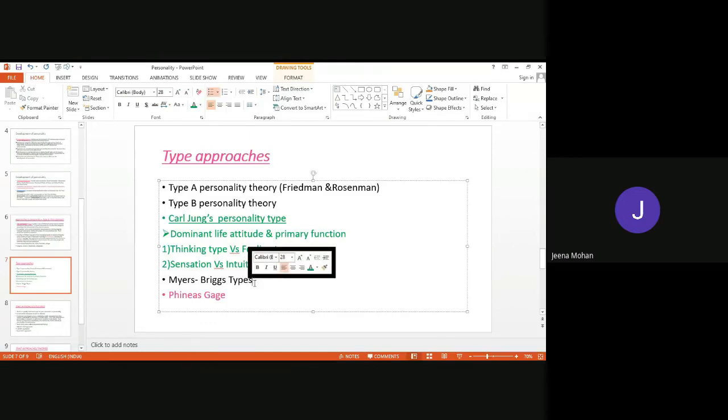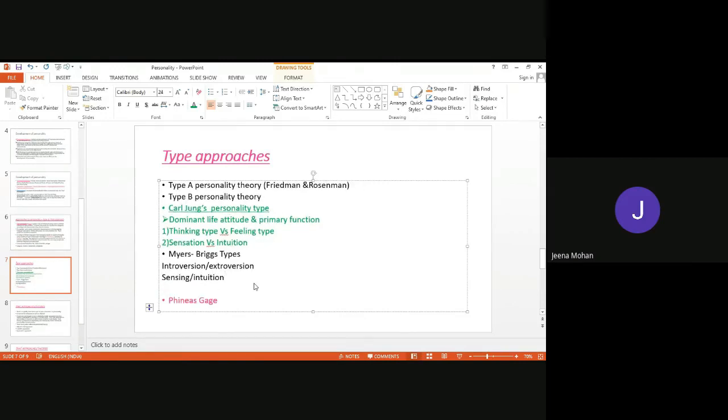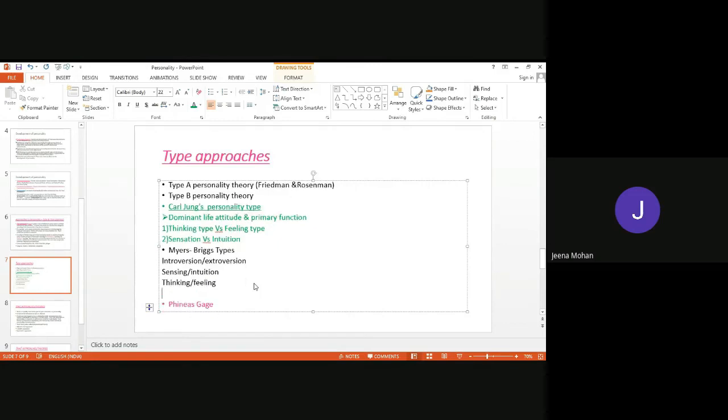Four categories. They include introversion, extroversion. You please write down introversion, extroversion. Next is sensing, intuition. Third is thinking, feeling. Then last is judging, perception. So this is about the Myers-Briggs types.